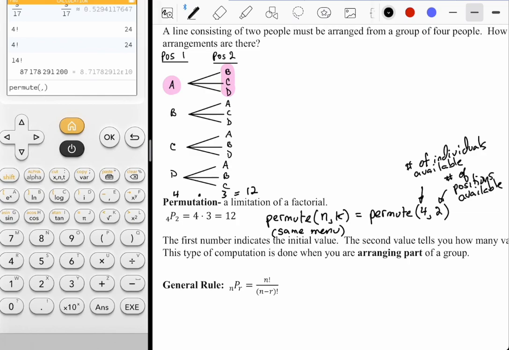All right, number of individuals available, number of positions available. So you have 4 people playing the game, but there's only 2 ways to win. This would give us the number of ways in which you could be one of the winners. All right. Context usually drives this, so you just got to kind of read the situation.